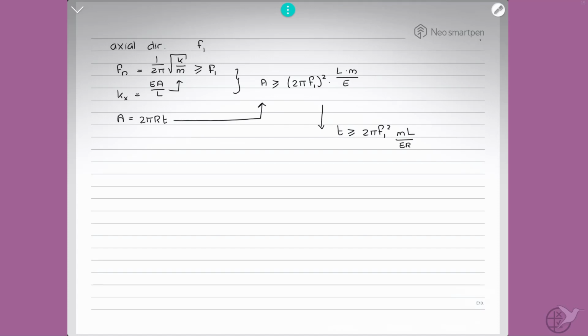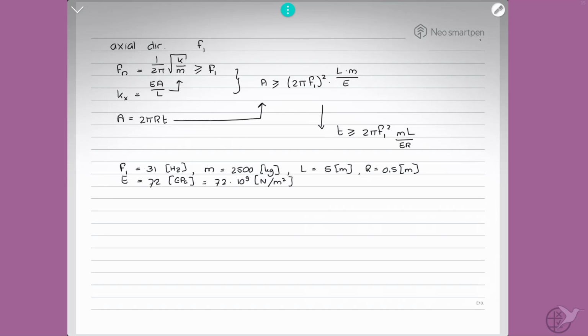If we then substitute all the numbers, so F1 is equal to 31 Hertz, M is equal to 2500 kilograms, L is equal to 5 meters, and R is equal to 0.5 meters, and the modulus of elasticity for aluminum is equal to 72 gigapascal, which is 72 times 10 to the power of 9 Newton per meter squared. So that is 9 zeros if you do not have an exponential button on your calculator.